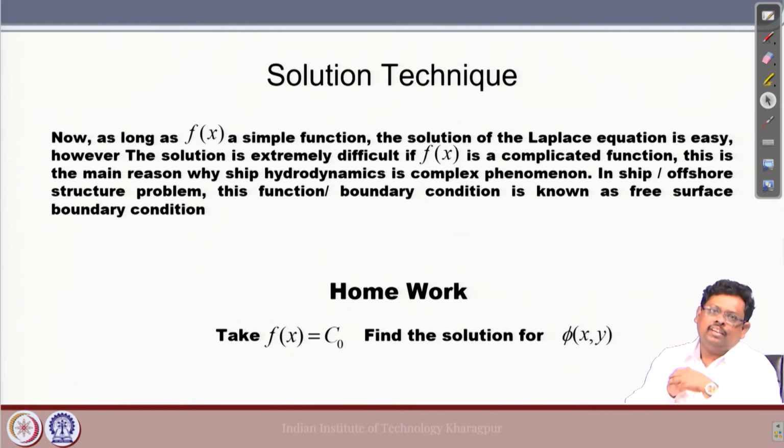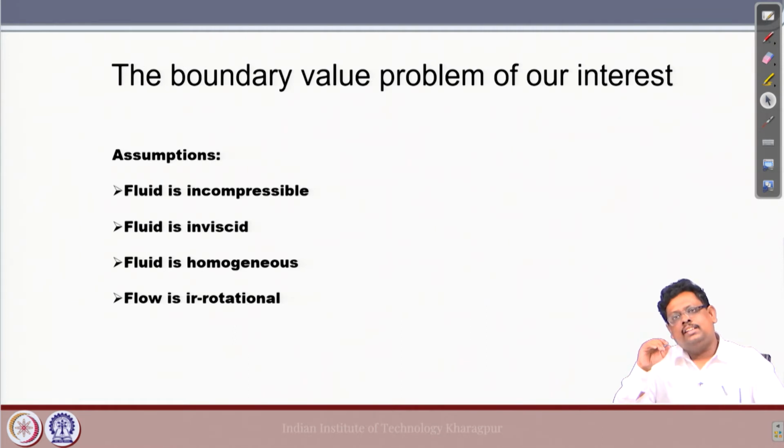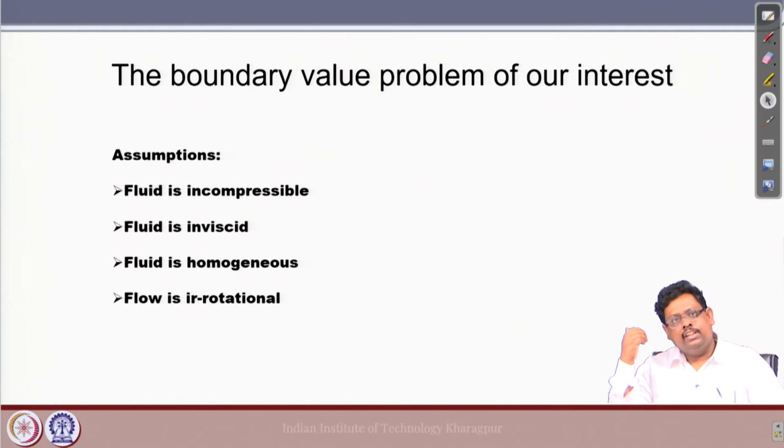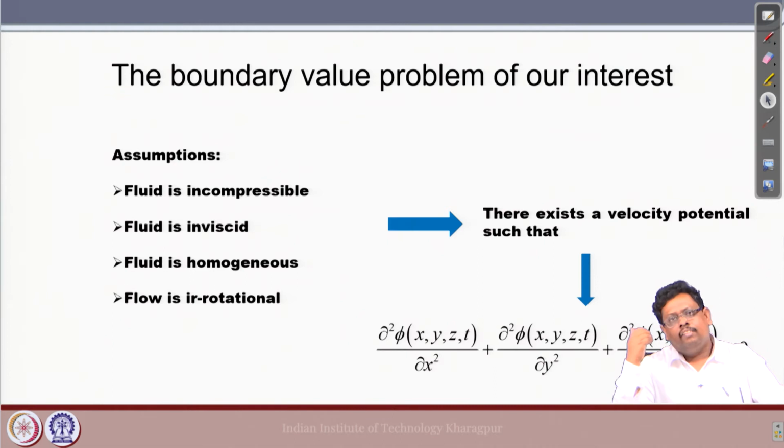Now, I am actually leaving one homework for you, let us just try to solve this. Next, we are going to move on to see why I say it is complicated. Now, try to find out what the equation and the boundary conditions are in the case of ship hydrodynamics. We have these assumptions that the fluid is incompressible, inviscid, homogeneous and irrotational, right.